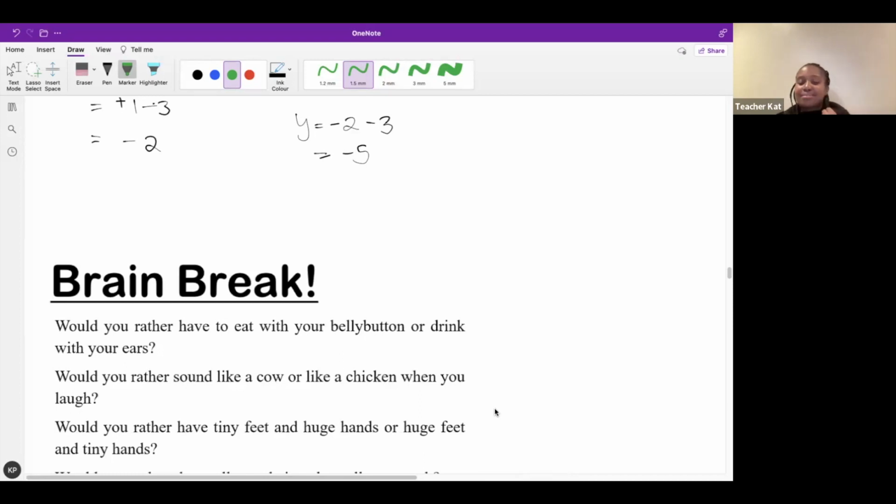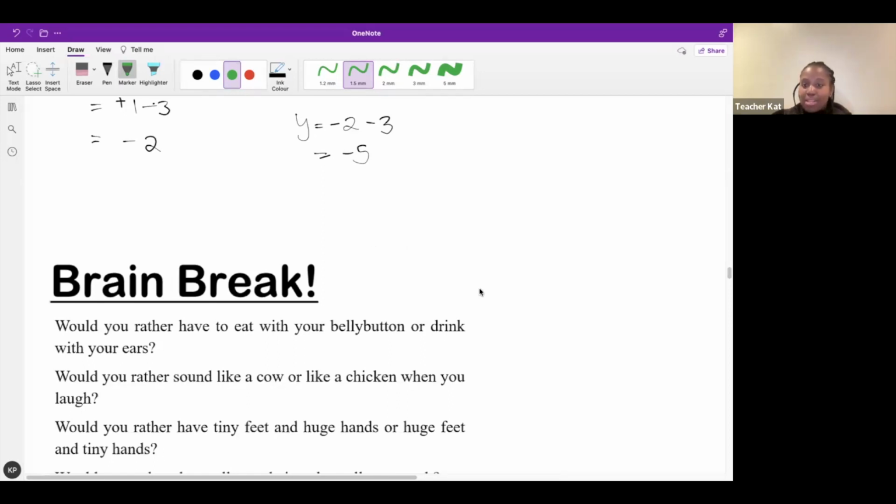Why that one? You see, ma'am, with the huge hands, I can still play basketball and that stuff. And with tiny feet, I can also play soccer. But with tiny hands, it will be very hard to pick up a spoon or use a pen and that stuff. That is true. I see where you're coming from. You thought about this one. I like it, guys. Nelson is focused.